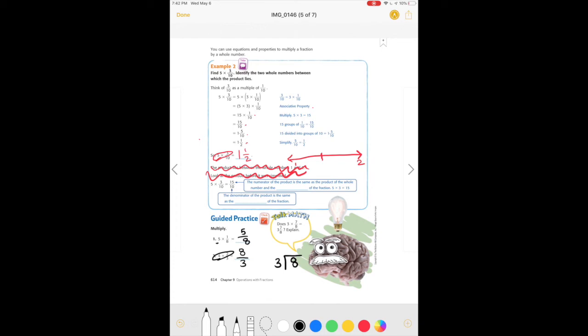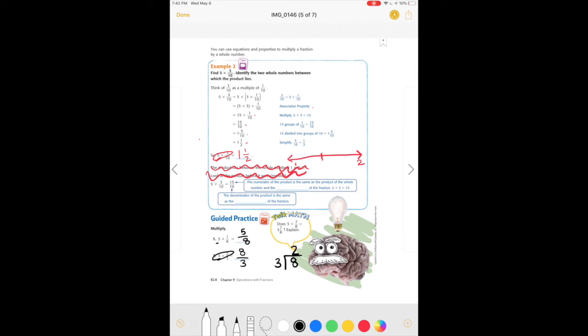8 divided by 3, or 3 times what number gives me 8, or how many groups of 3 can I give into 8? There are 3 different ways we can think about division problems. Okay? 8 divided by 3, 3 times what number gives me 8, or how many groups of 3 can I put into 8? And the answer is 2.